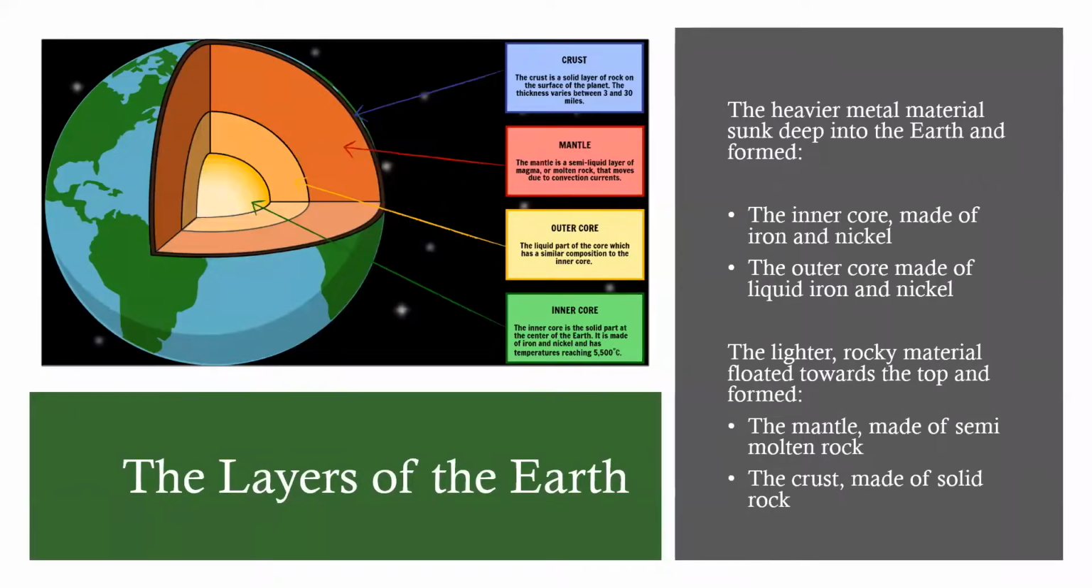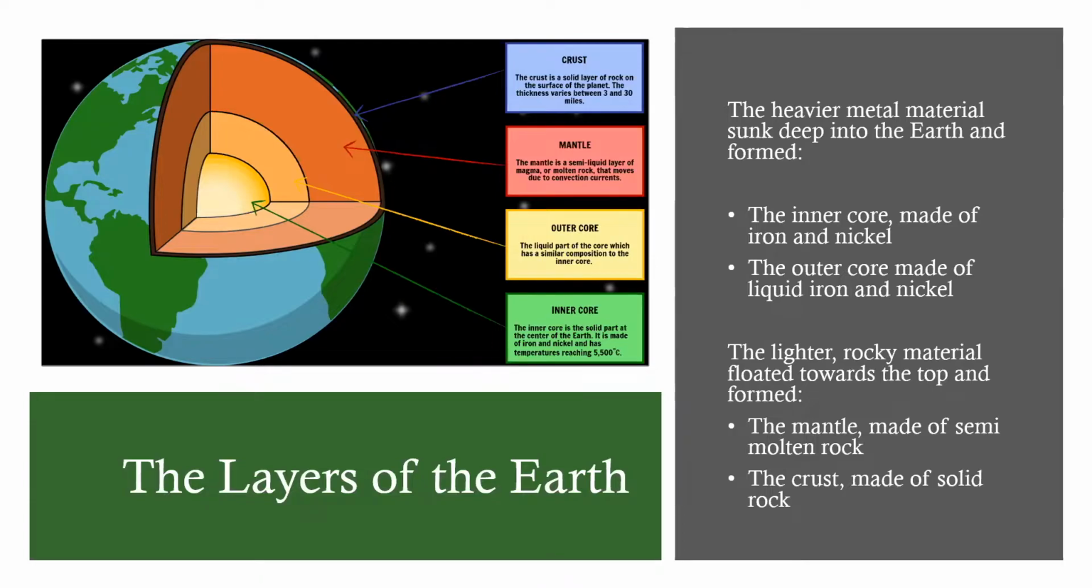Okay, so a little bit more on the Earth itself. We're sort of focusing on the Earth today. We're going to go into more detail on the next slide, but this is the overall. So again, the heavier material, the heavier metals sank down into the core. So we have the inner and the outer core, okay, made of iron and nickel. The inner core is made of solid iron and nickel because it's under a lot of pressure, okay, and the outer core is made of liquid iron and nickel.